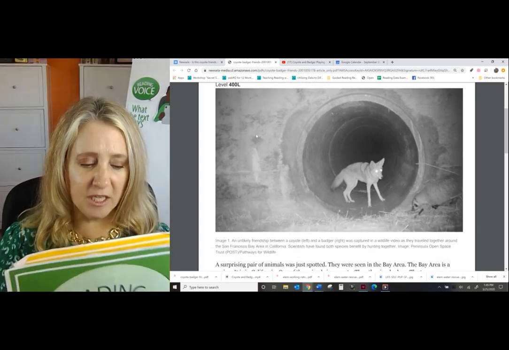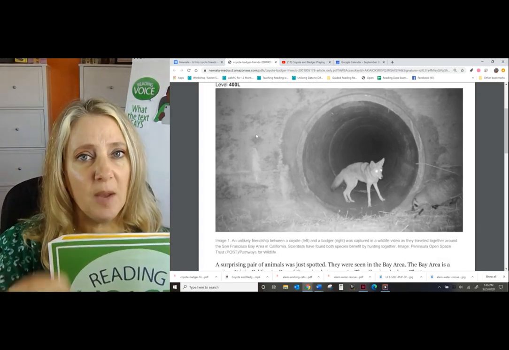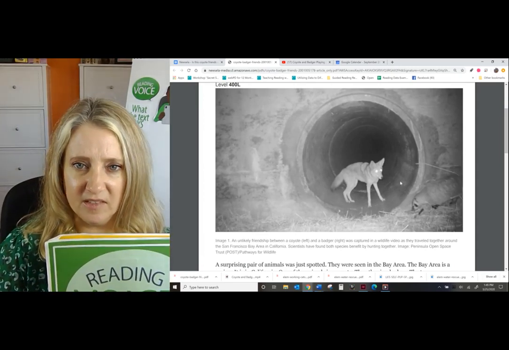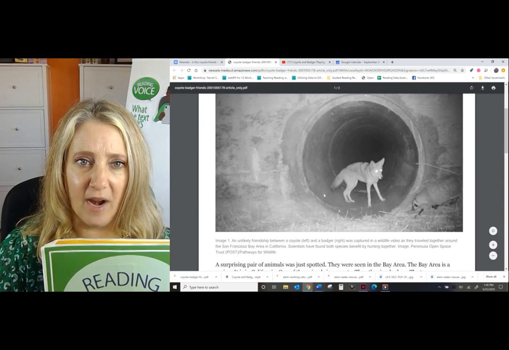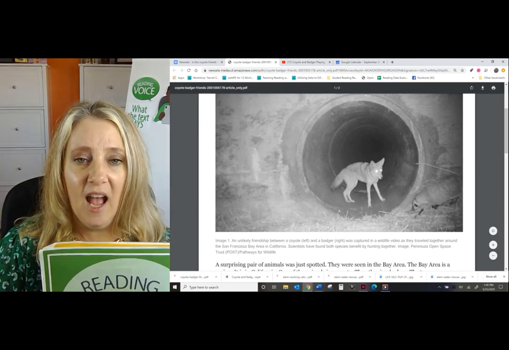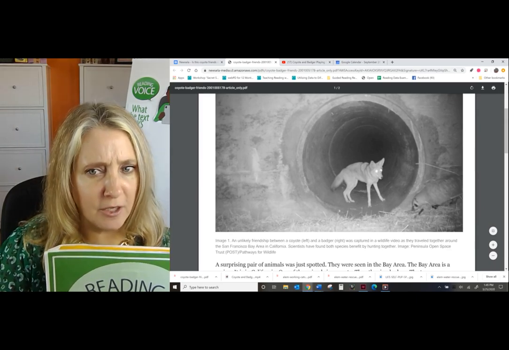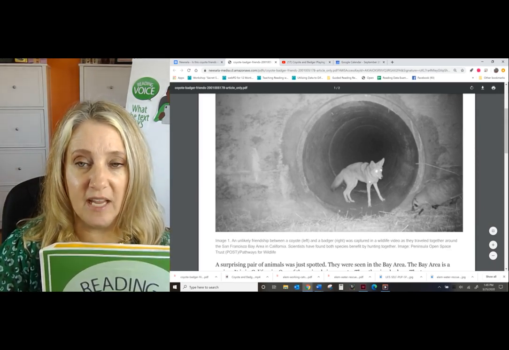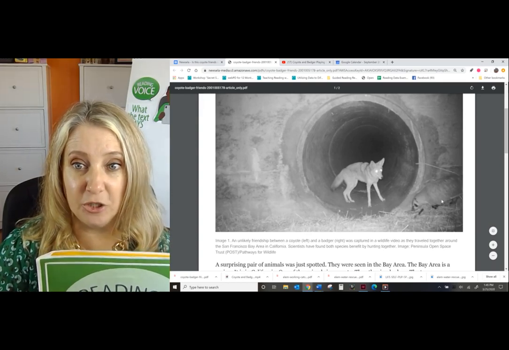So now I'm going to use my reading voice and I'm going to talk about what's in the picture as well. I see something round here. There's definitely a round shape going on, and this looks like some sort of concrete wall. I noticed some grass down here, and I'm thinking this is the coyote because I know it looks like a dog, and that must be the badger.